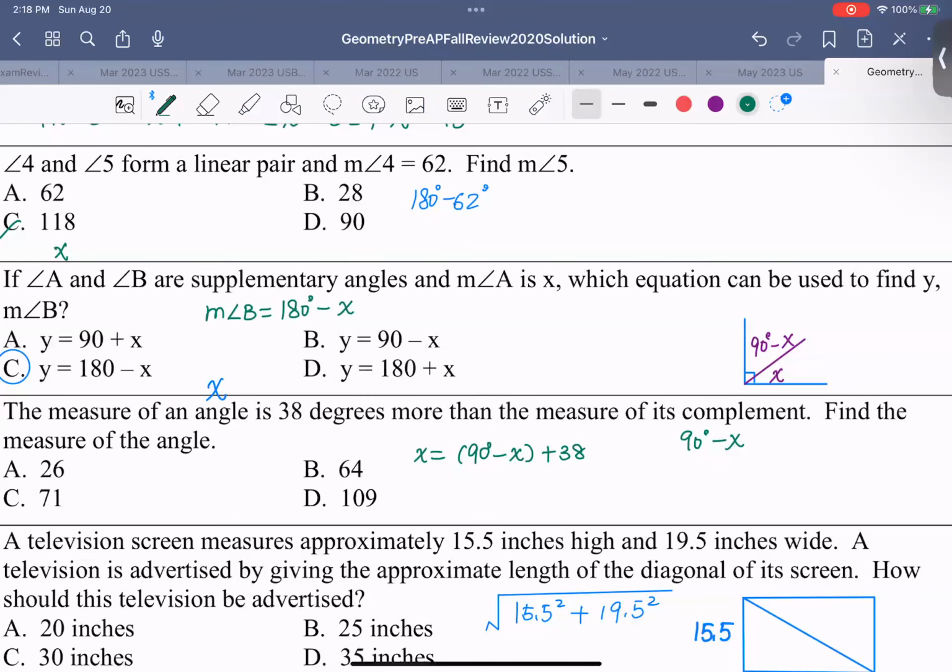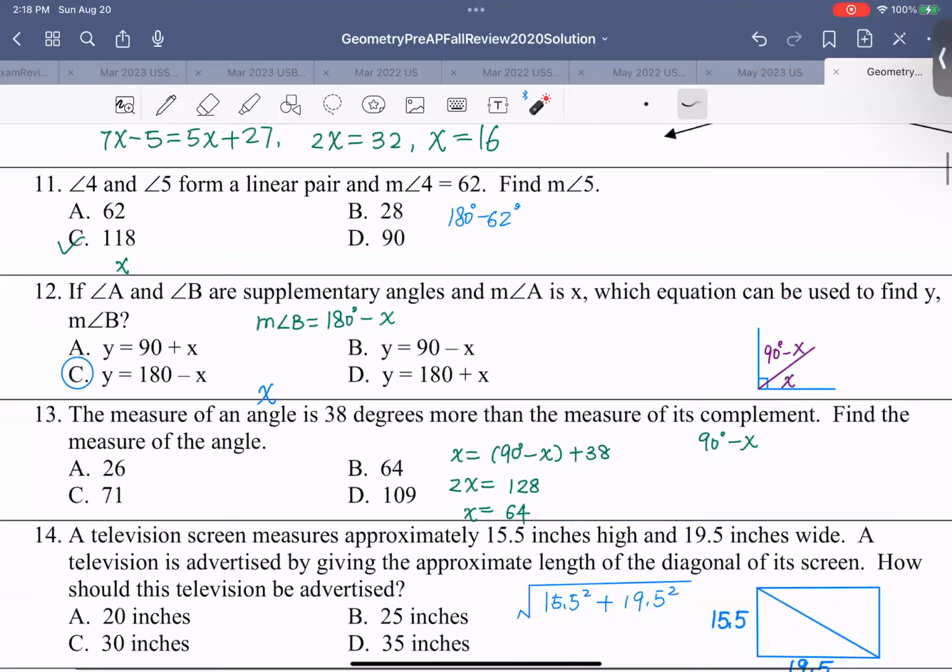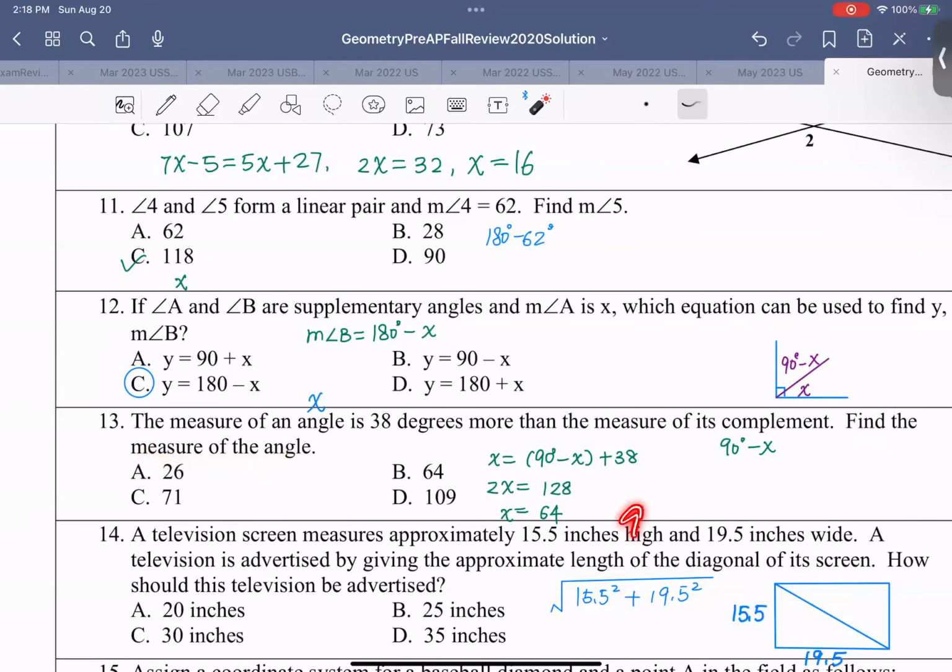x minus 38. You have negative x, so you move to this side. It's 2x. 2x equals 128. So x becomes 64. Thank you. Here they ask you that angle. If I change the question, say, find the complementary, then you have to do one more step by using 90 minus 64. But here it's asking you x. So that's it. You can do one more, please.